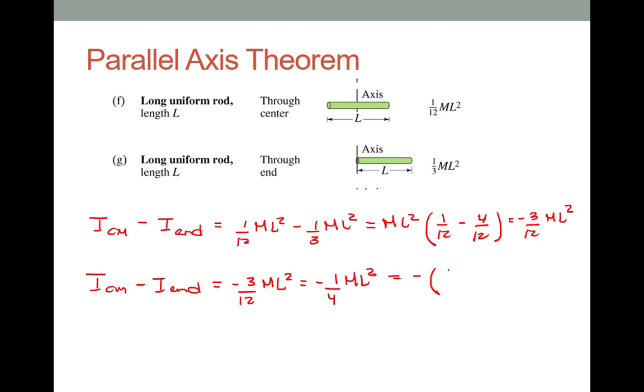Now this number is interesting, because that's the amount that the axis has been shifted. It's been shifted half the length. It would be better if I wrote this as (L/2) quantity squared times the mass, where L/2 is the distance from the center of mass to where the new axis is.